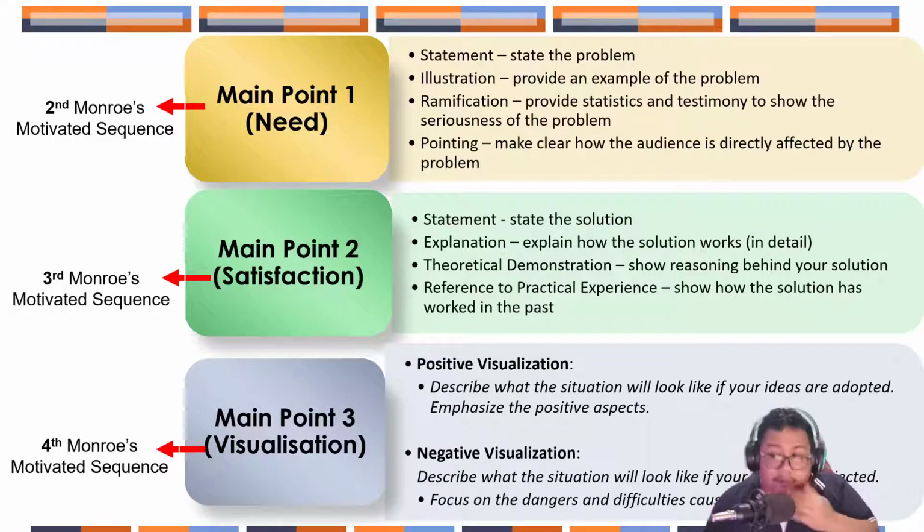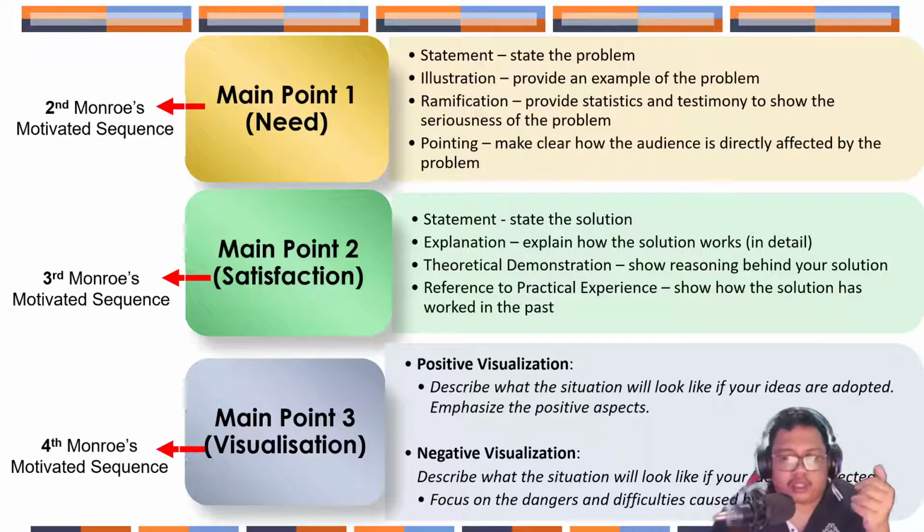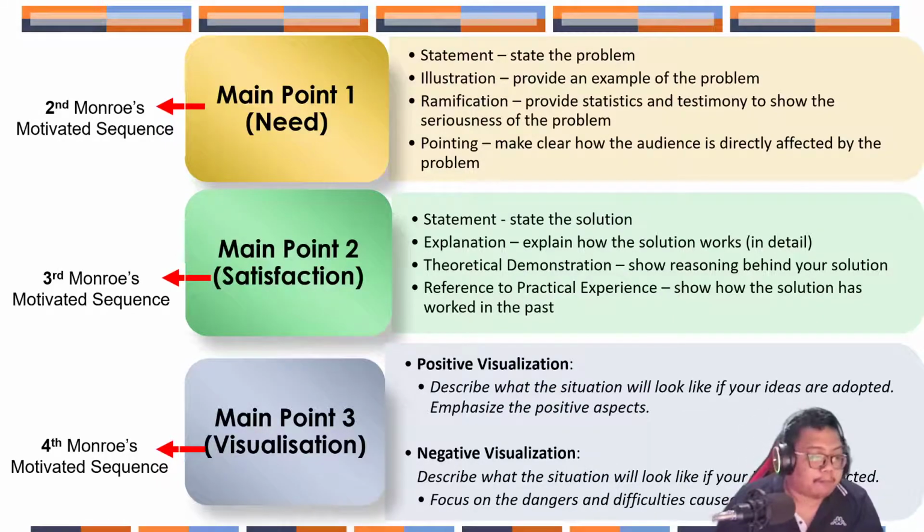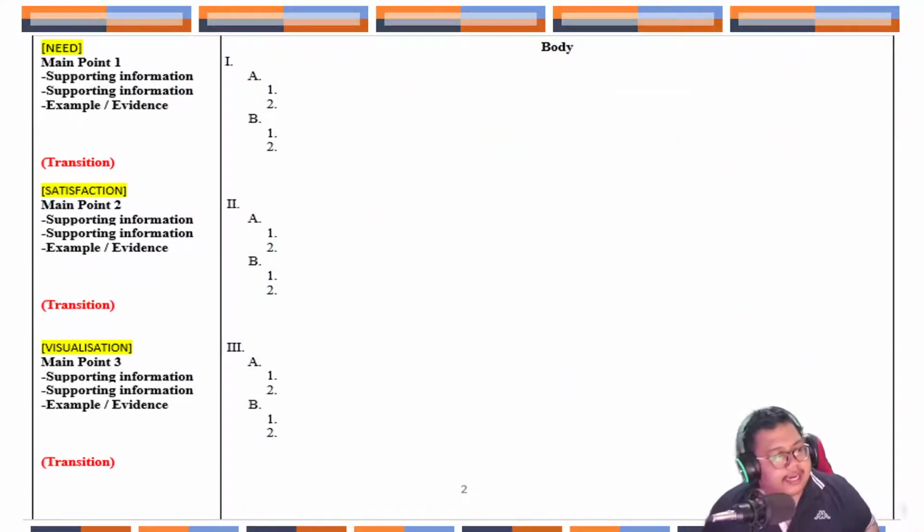Then main point 3, visualization. So in this one, you show them what will happen in the future. Imagine if it's not solved, or imagine if it's solved, what the aspects will be, positive, negative, up to you, you can show. So that will be the fourth one. So follow this like this. First main point, supporting information, example. I will give you a sample for this, don't worry. Maybe it's a bit confusing, but if you follow the sample, you won't have much problem. Okay.